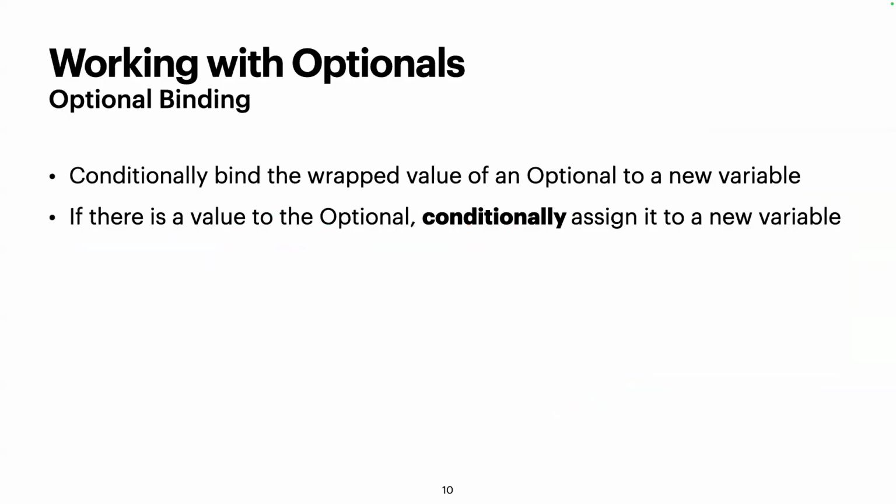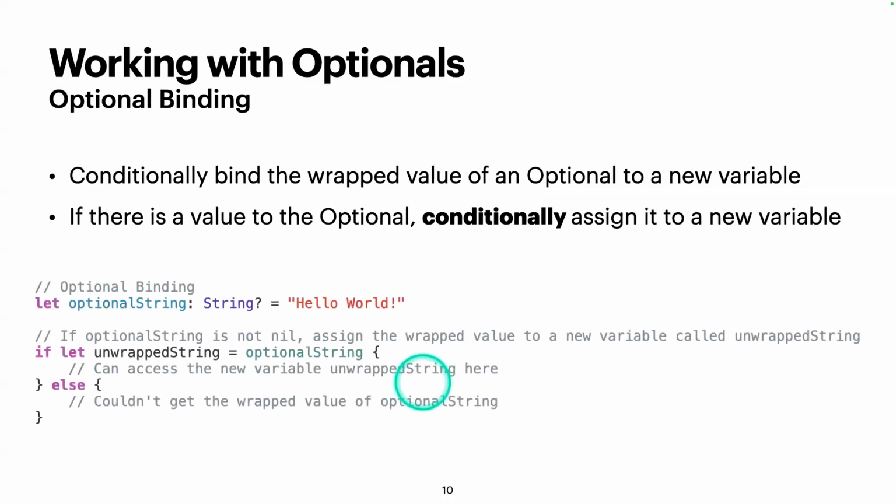One of them is called optional binding. What we do is use an if statement to conditionally bind the wrapped value of an optional to a new variable. If there is something in the optional, if it's not nil, we conditionally assign it to the new variable, and we can use it within the if curly brackets.